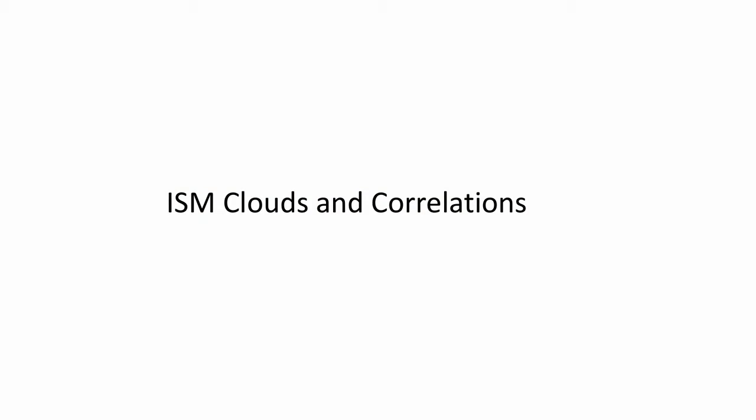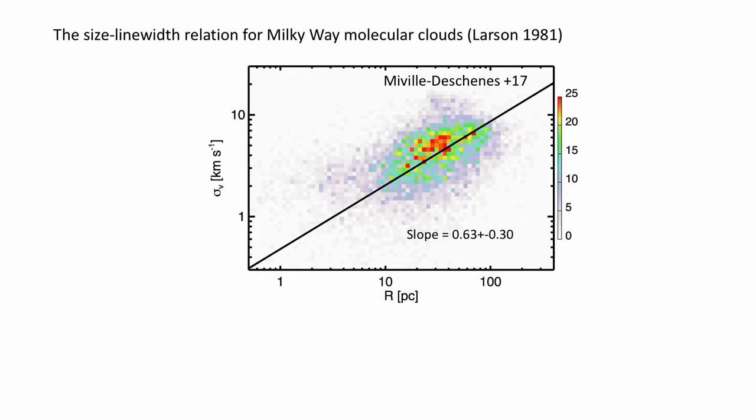Now, sticking on this topic of interstellar clouds, you know of the Larson laws. This is the size line width relation from a recent survey. This is using the Dame catalog of clouds, but compiled in this paper. Size versus line width, about a square root dependence. And this was discovered by Larson, as I said, in 1981.